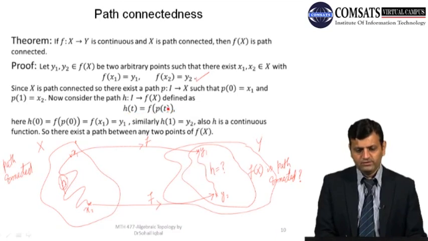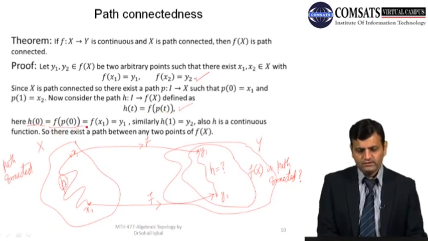So basically this is the composition. Okay, so let's see how this h of t is a path from y1 to y2. p is continuous, f is continuous, so that composition is continuous. So that's why h is continuous. So what is h of 0? The beginning point: h of 0 is f of p of 0.